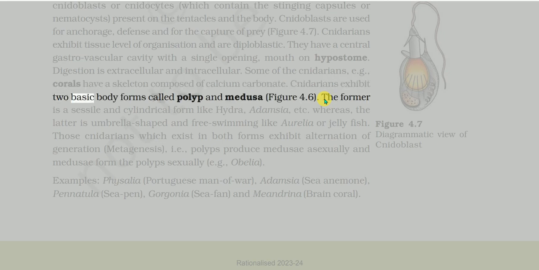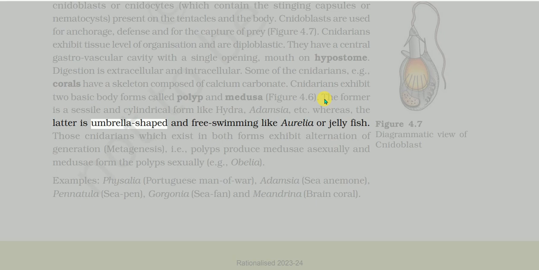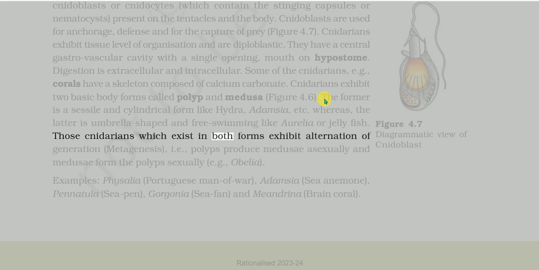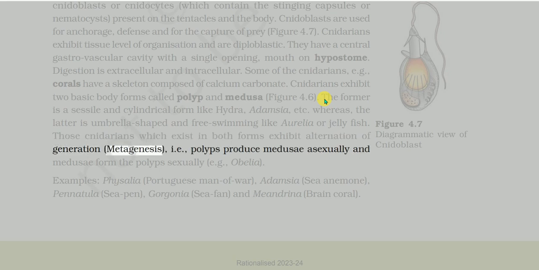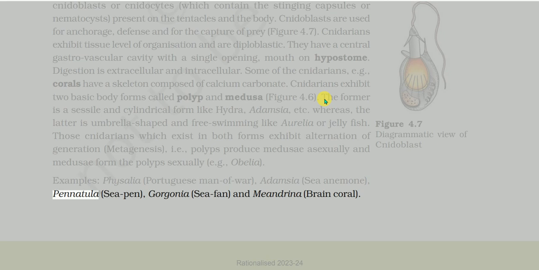Cnidarians exhibit two basic body forms called polyp and medusa, figure 4.6. The former is a sessile and cylindrical form like Hydra, Adamsia, etc., whereas the latter is umbrella-shaped and free-swimming like Aurelia or jellyfish. Those cnidarians which exist in both forms exhibit alternation of generation, metagenesis, i.e., polyps produce medusae asexually and medusae form the polyps sexually, e.g., Obelia. Examples: Physalia, Portuguese man of war; Adamsia, sea anemone; Pennatula, sea pen; Gorgonia, sea fan; and Meandrina, brain coral.